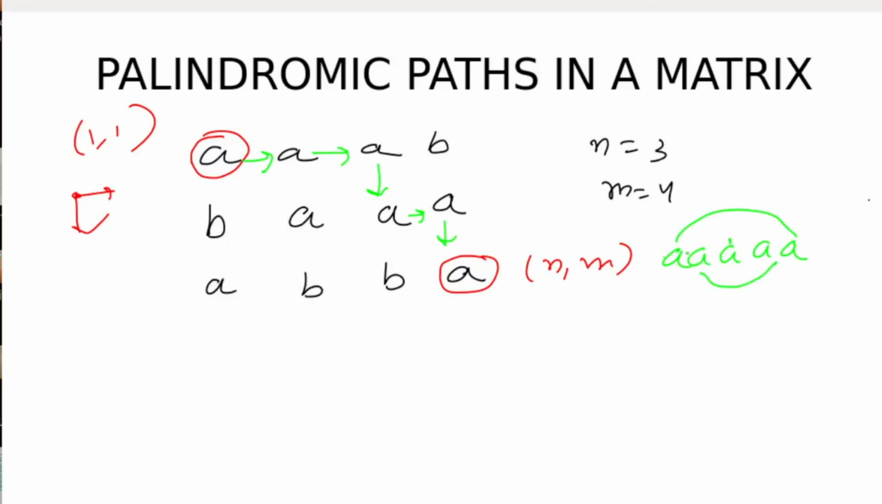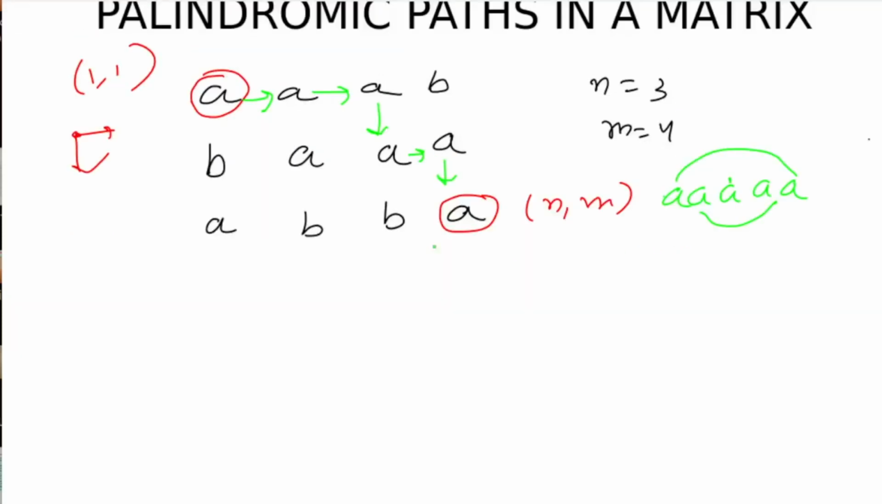Okay, so now let's see if there are any more palindromic paths. I'll use another color. So let's say you move from here to here again, then here like this, then again right, then another right, and then down. So again you'll generate a string of 5 times A, and again this is a palindrome.